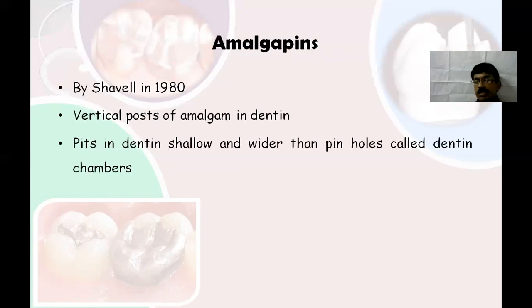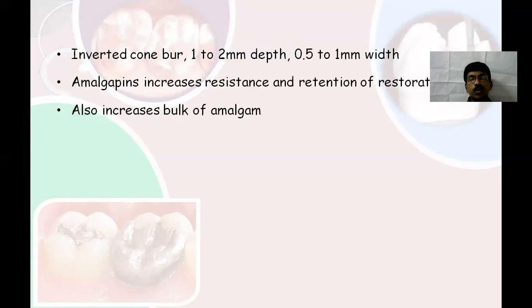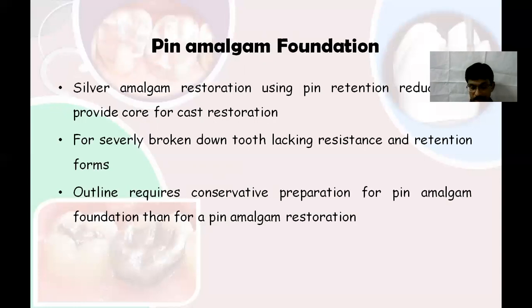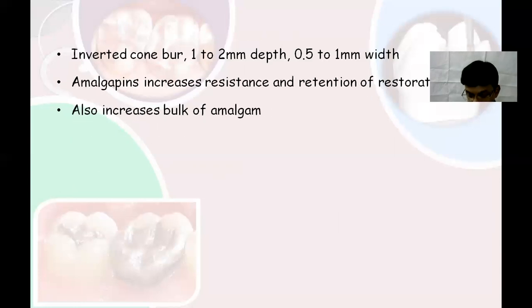So amalgam pins, as I told you, were described by Chauvel in 1980. They are vertical pores of amalgam in the dentine. These vertical pores are called dentine chambers, which are pits that are shallow and wider than the pinholes. We use the inverted cone burr to prepare these dentine chambers, which are 1 to 2 millimeters in depth and 0.5 to 1 millimeter in width. The advantages are that amalgam pins increase the resistance and retention of the restoration, and also increase the bulk of the amalgam restoration.